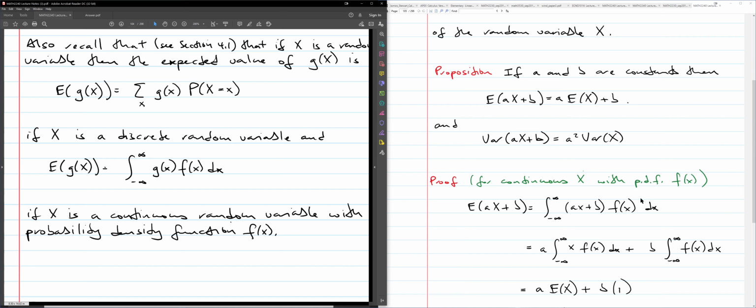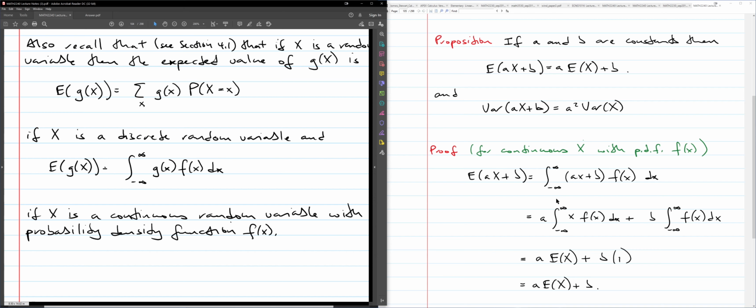I'm multiplying by the PDF, and then I integrate from minus infinity to infinity, right? Now, this is an integral. So the first thing you're going to do is multiply this out. You're going to have ax times f of x plus b times f of x. Because it's a sum inside here, you'll be able to split it apart, and with an integral, you can also pull constants out. So that's how I go from here to here.